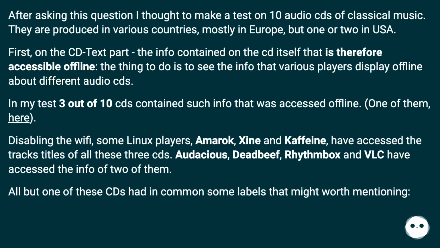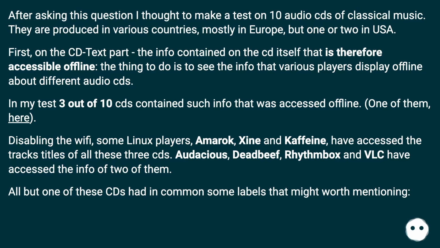After asking this question, I thought to make a test on 10 audio CDs of classical music. They are produced in various countries, mostly in Europe, but 1 or 2 in USA. First, on the CD text part, the info contained on the CD itself that is therefore accessible offline. The thing to do is to see the info that various players display offline about different audio CDs. In my test, 3 out of 10 CDs contain such info that was accessed offline.